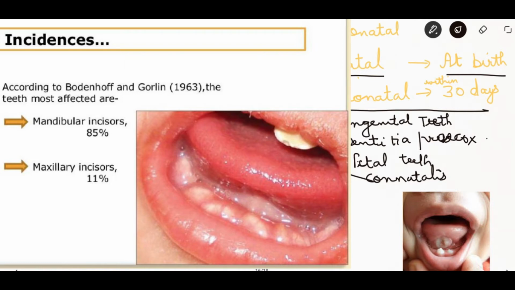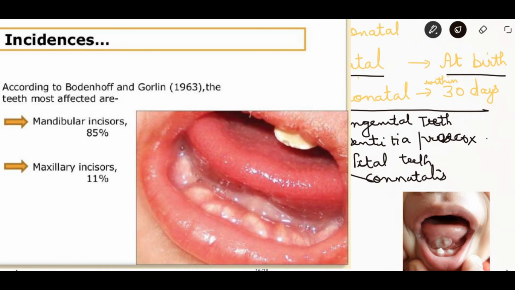The natal teeth may be associated with cleft lip or palate. The cleft lip or palate can occur in a number of syndromes in which natal teeth have also been reported. Examples are Pierre Robin syndrome, Mackay-Gruber syndrome.